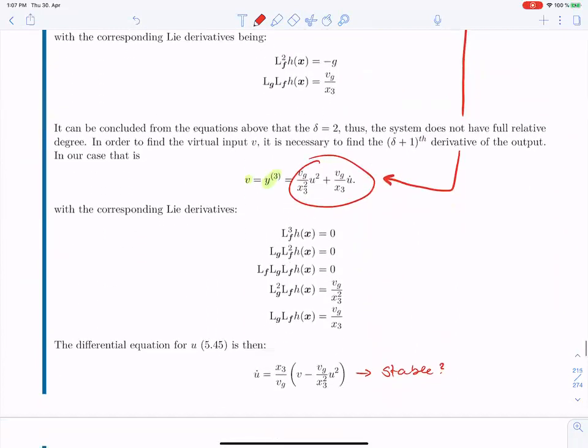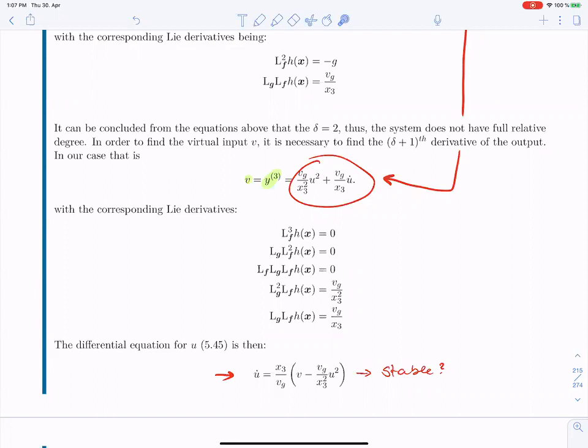Okay, there are the Lie derivatives, so you can check this. And then there is our differential equation for u, and then you have to check whether it's stable. If you look at this, we know u is actually our m dot, so the amount of mass that is sent out to the system.